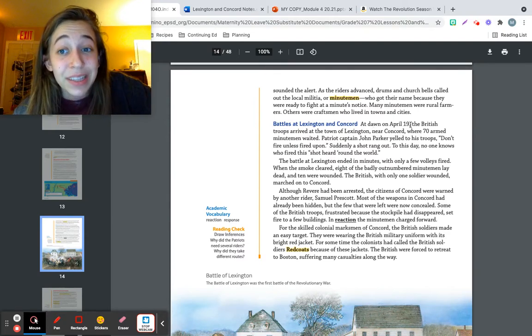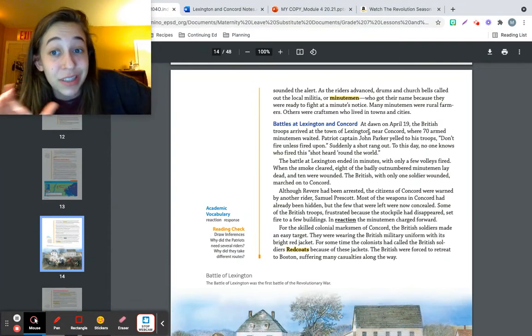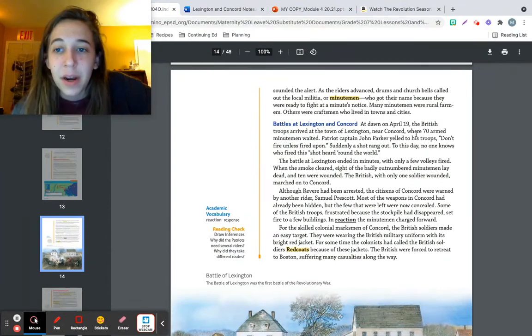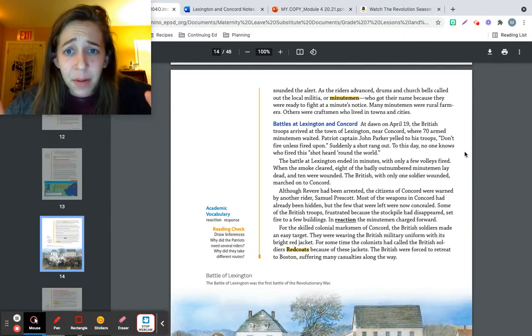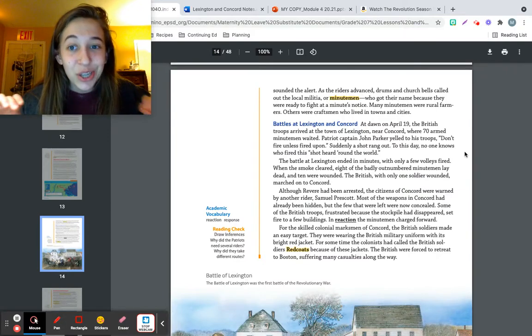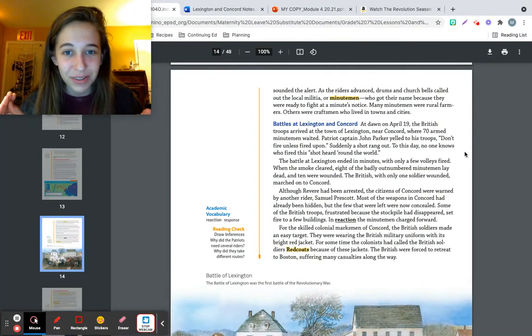At dawn on April 19th, the British troops arrived at the town of Lexington, which is near Concord, which you could see on the map there, where 70 armed Minutemen waited. Patriot Captain John Parker yelled to his troops, "Don't fire unless fired upon." Suddenly, a shot rang out. To this day, no one knows who fired this shot heard round the world.